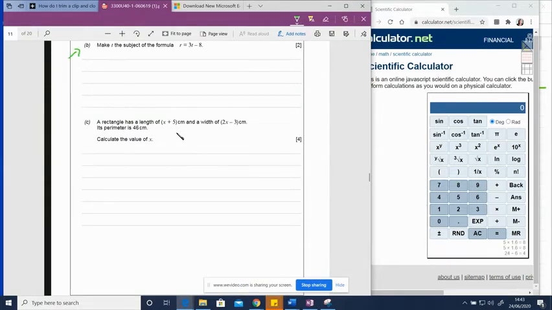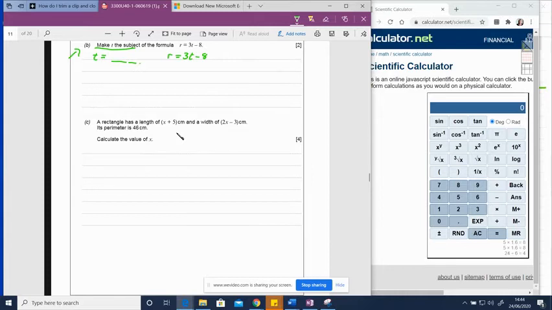Part B asks us to make t the subject of the formula. That means we want the answer to be t is equal to something. That's what makes t the subject means. It's t is equal to something. So looking at the equation, r is equal to 3t minus 8. Now to get t on its own, there's a couple of steps.